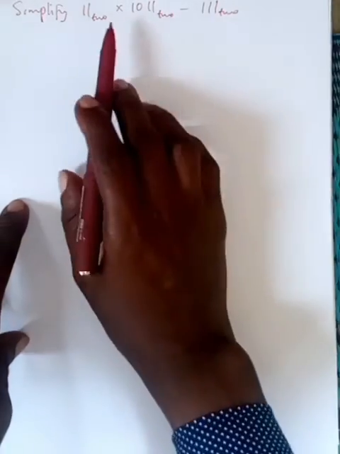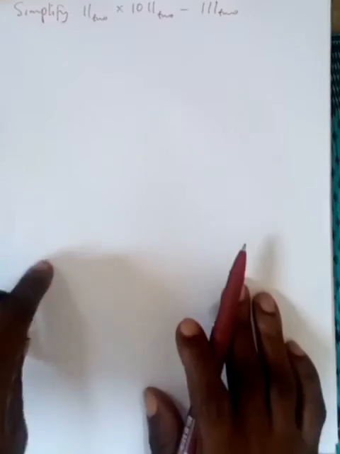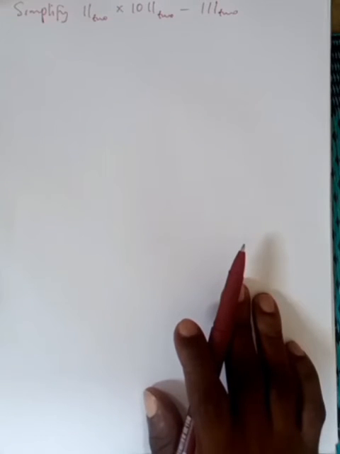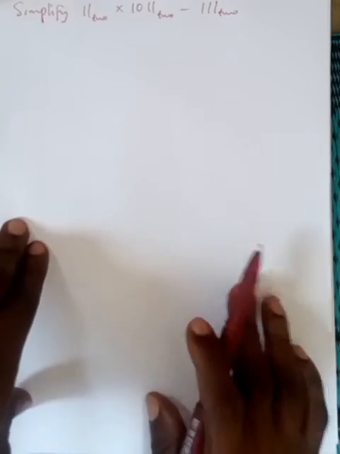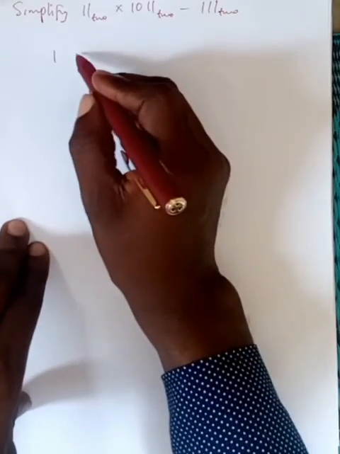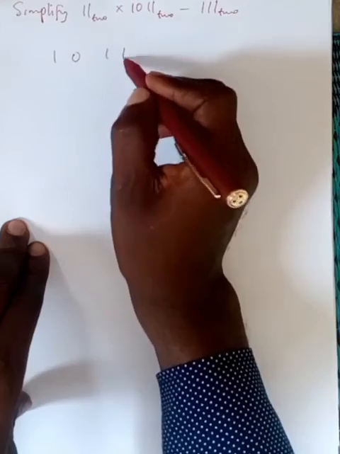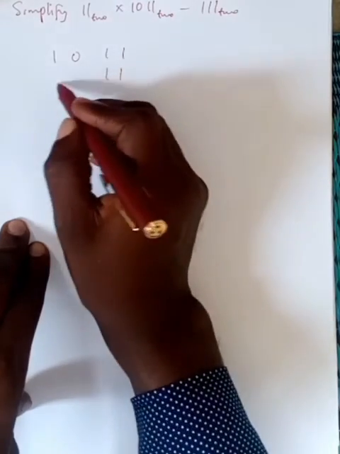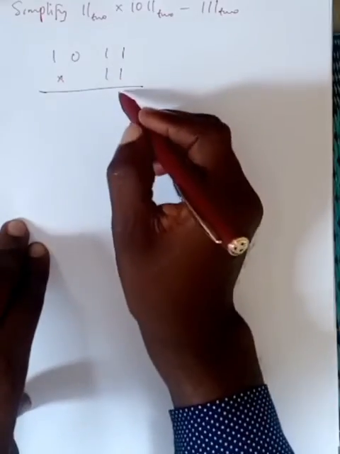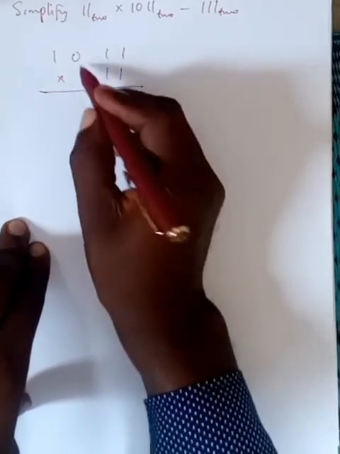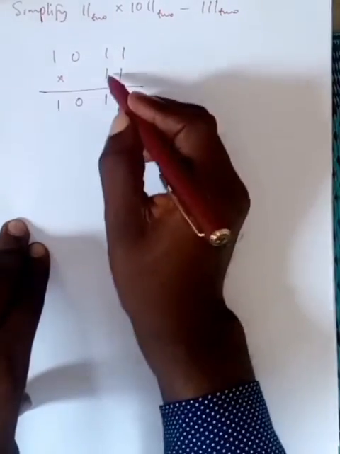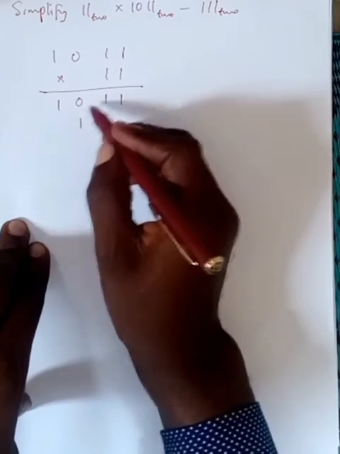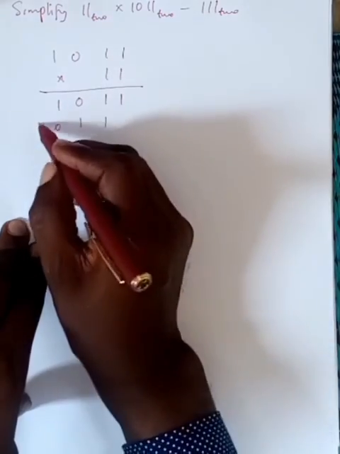So this involves multiplication as well as subtraction. The rule of BODMAS can be applied. So when we follow the rule of BODMAS, we know multiplication has to come first. So to multiply is to say that 1011 multiplied by 11. Remember, everything is in base 2. 1 times 1 is 1, 1 times 1 is 1, 1 times 0 is 0, 1 times 1 is 1, 1 times 1 is 1, 1 times 1 is 1, 1 times 0 is 0, and 1 times 1 is 1.